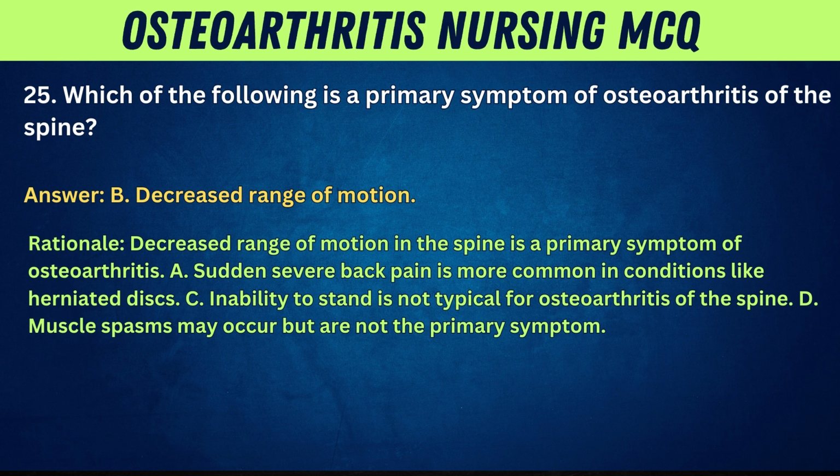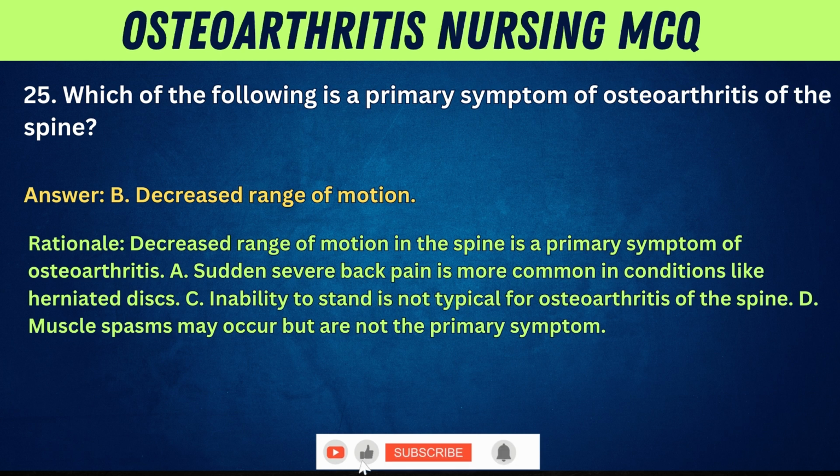A. Sudden severe back pain is more common in conditions like herniated discs. C. Inability to stand is not typical for osteoarthritis of the spine. D. Muscle spasms may occur but are not the primary symptom.